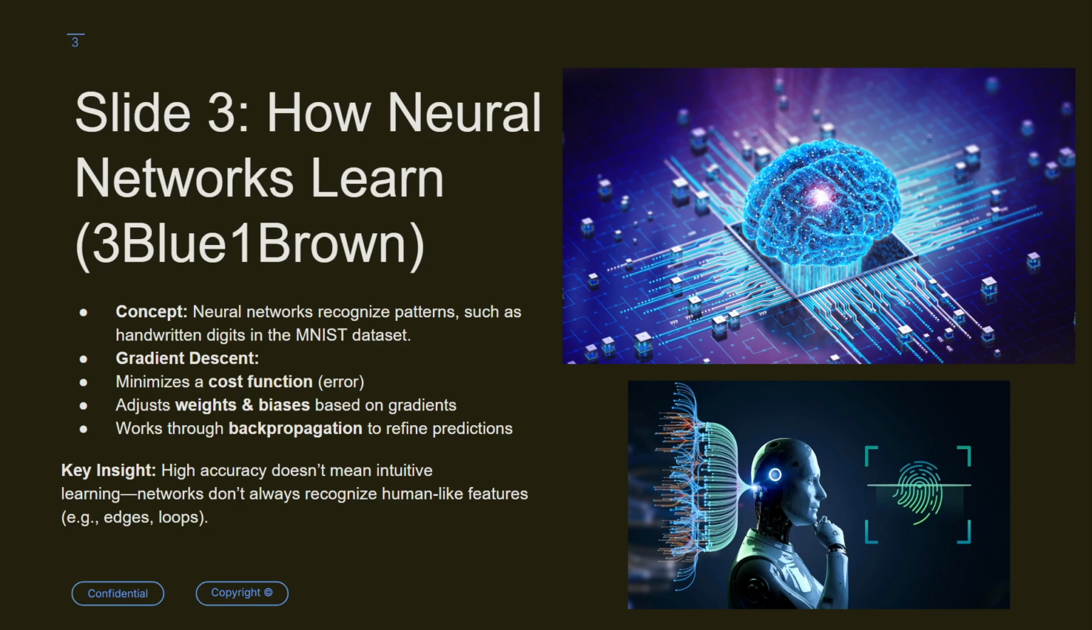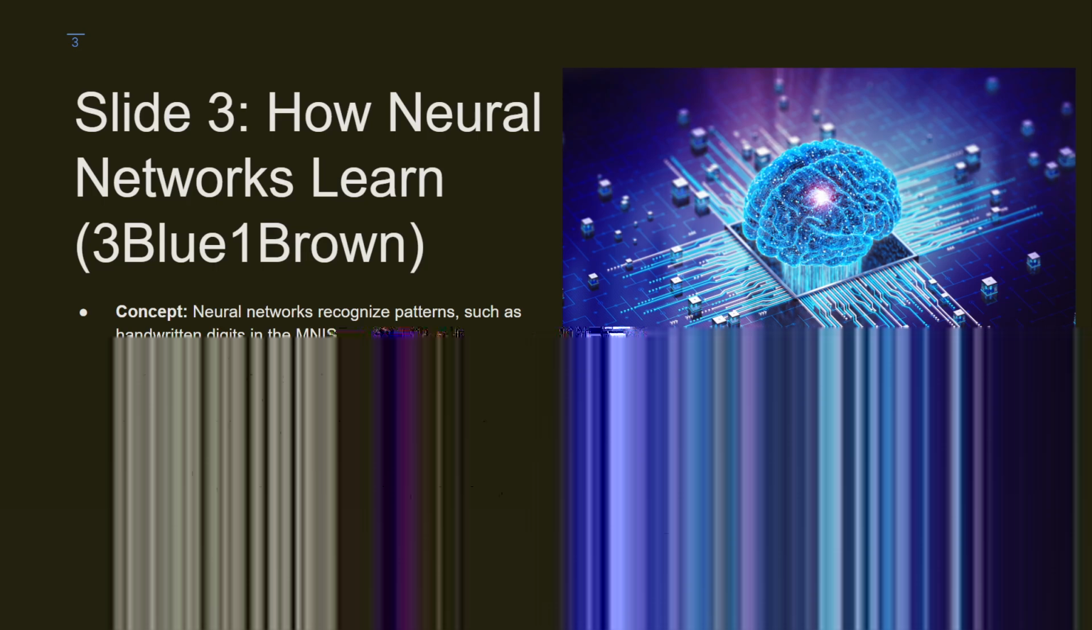Think of it like rolling a ball down a hill. The ball keeps moving until it finds the lowest point. For AI, this means adjusting its settings over and over until it makes fewer mistakes. Even though AI can get really good at this, it doesn't always see things the way humans do. It learns based on numbers and patterns, and not the way we see edges or shapes.